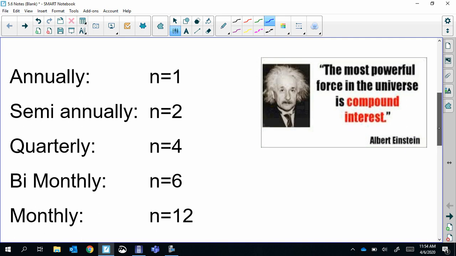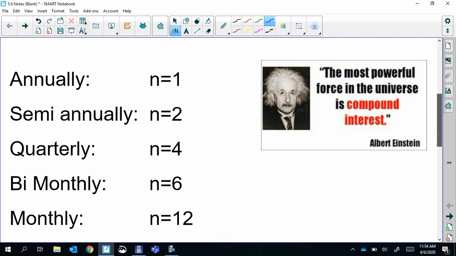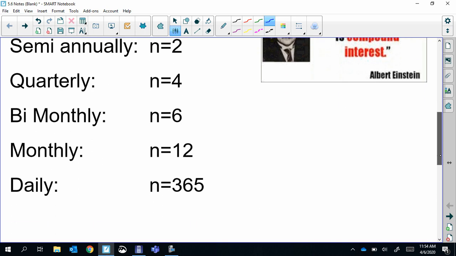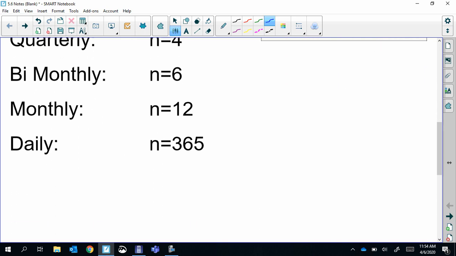So related to that, we talked about N is how many times compounded in a year. So here's some vocab you need. Annually means once a year. Semi-annually means twice. Quarterly is 4 times. Bi-monthly, every other month, would be 6 times. Monthly, obviously 12. Daily would be 365. If it's a leap year, it would actually be 366, but on our word problems, we'll assume it's not a leap year. If it says daily, we'll just do 365.